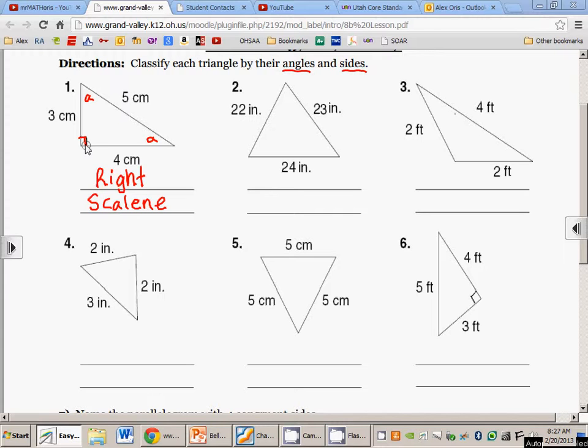Number two, what do you know about this one? Gabby? It's scalene. It's also scalene. No congruent sides. And by its angles, it's acute. Because look, 1, 2, the third angle is going to name it. And yep, it's definitely acute.